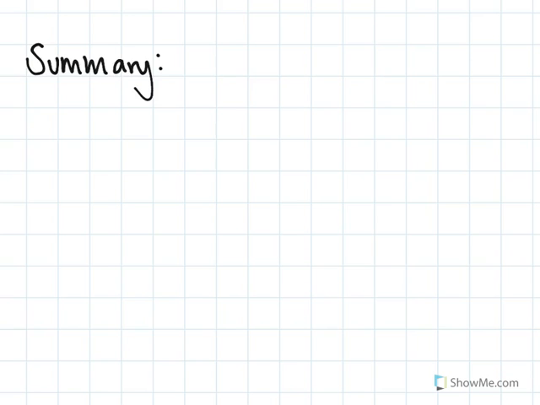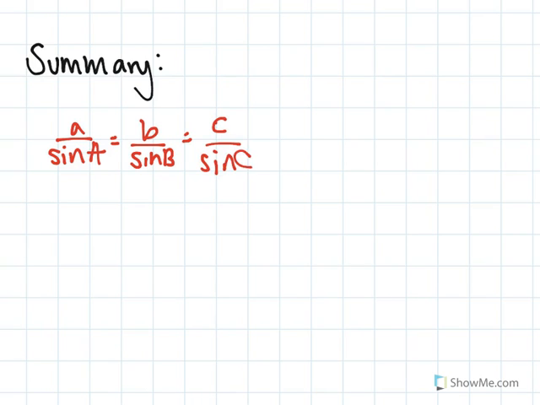So just as a summary, this video worked with law of sines, which is just variations on A over sine A equals B over sine B equals C over sine C, as well as law of cosines, which is just variations depending on what information you have of A squared equals B squared plus C squared minus 2BC cosine A.